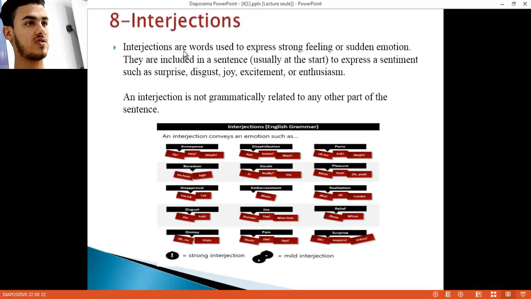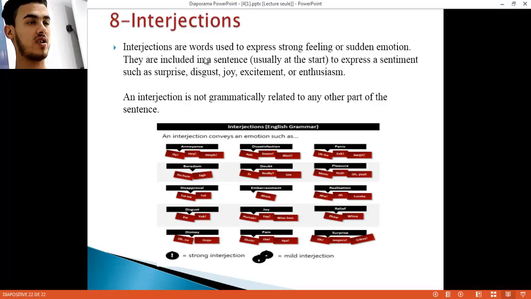Interjections are words used to express strong feeling or sudden emotion. They are usually included in a sentence, usually at the start, to express a sentiment such as surprise, disgust, joy, excitement, or happiness. So interjections are words to express our feelings. Like for example, when you say, wow, that's a cool big house.